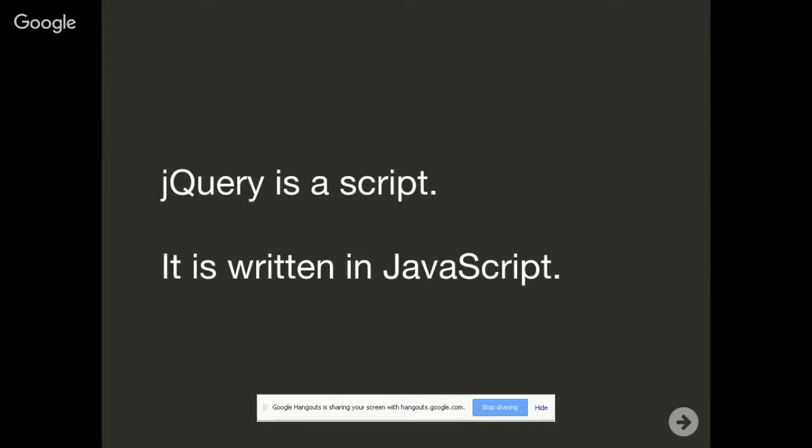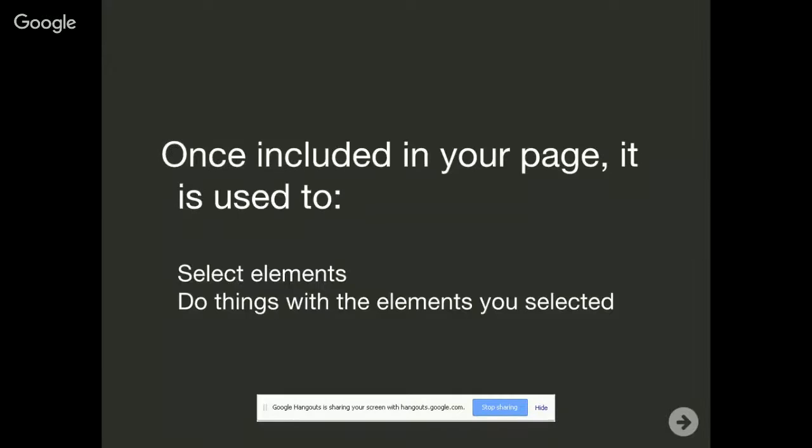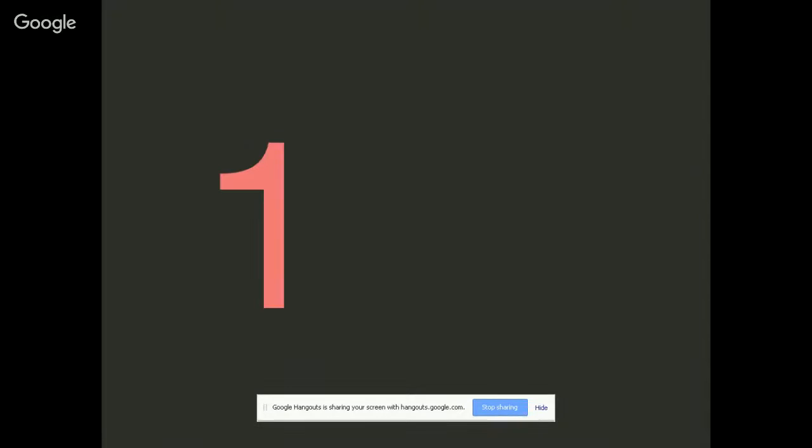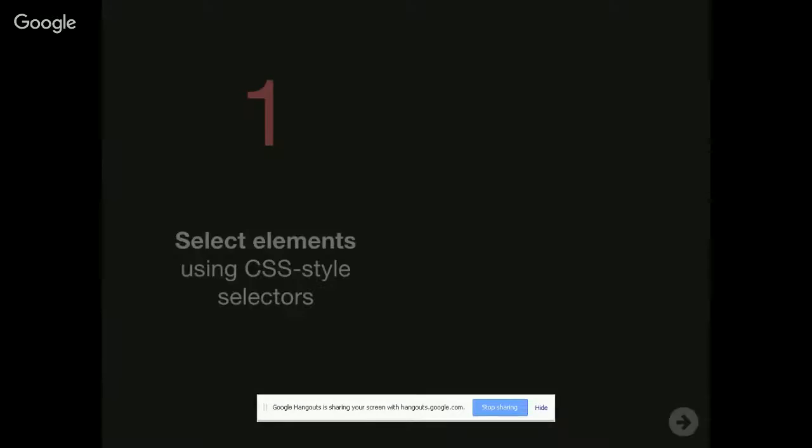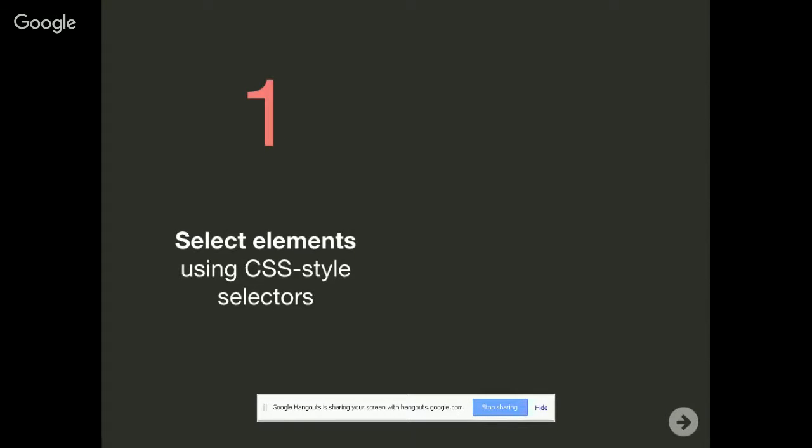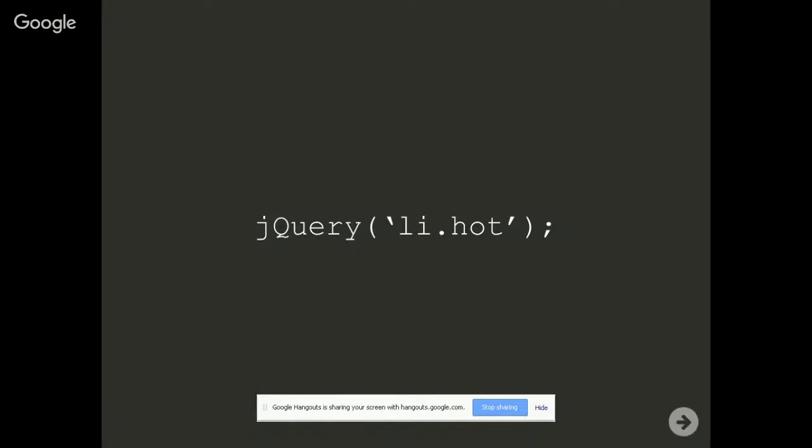It is written in JavaScript, so it is really helpful to know JavaScript before you start with jQuery. And the way jQuery works is very easy. You select elements, and then you do things with the elements that you selected, except the process is a lot easier than what we used with JavaScript. To select elements with jQuery, we use CSS style selectors. So this is going to be a little different and probably easier, but there are many of them.